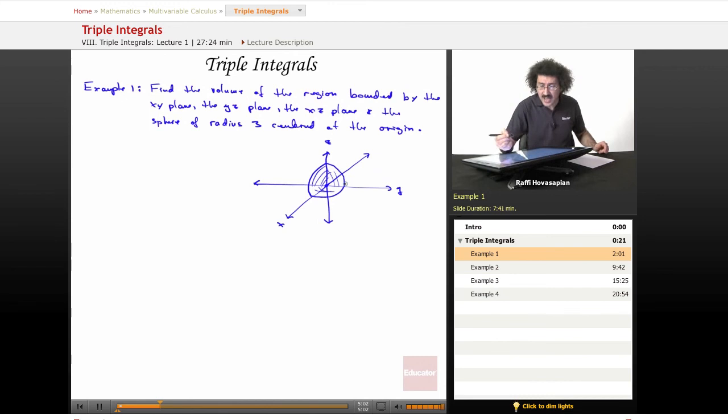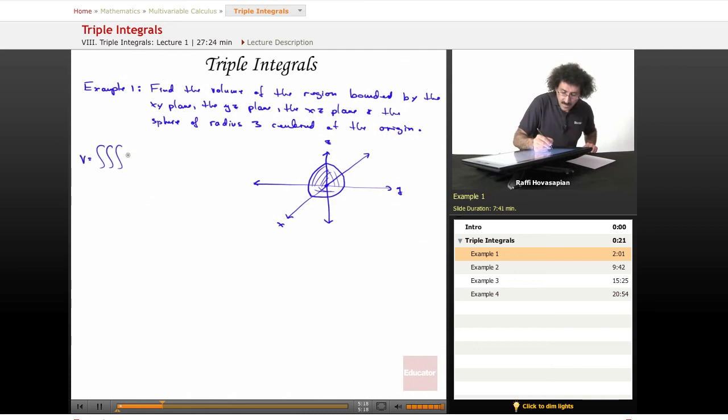That's the region that I'm looking at, this sphere in the first octant. So my volume, well, by definition, the volume using triple integrals, the function that we're integrating is 1.